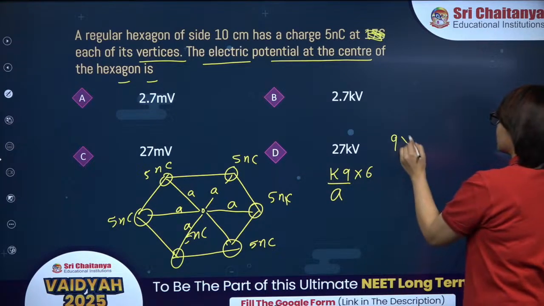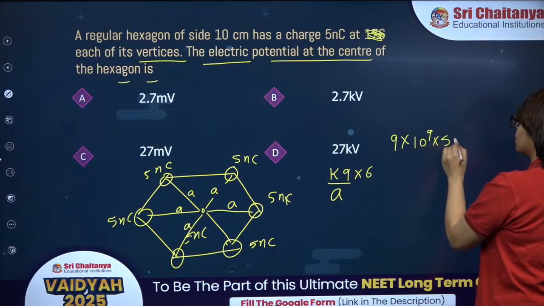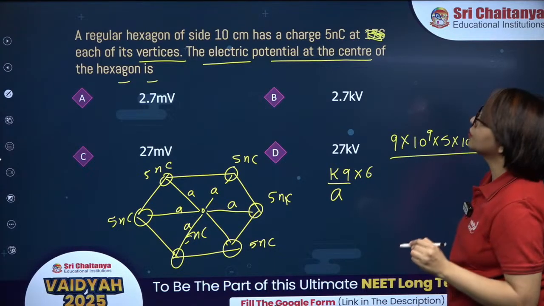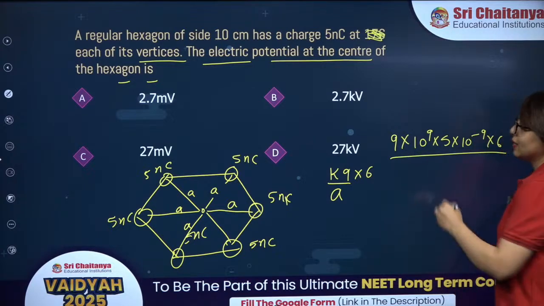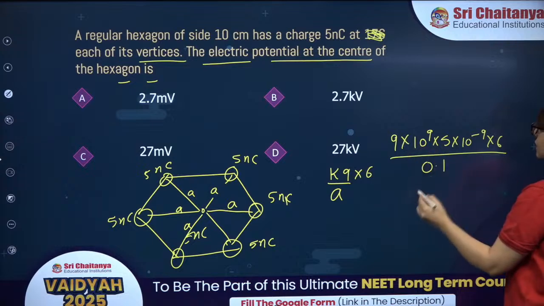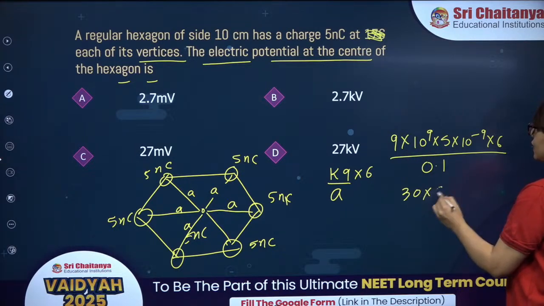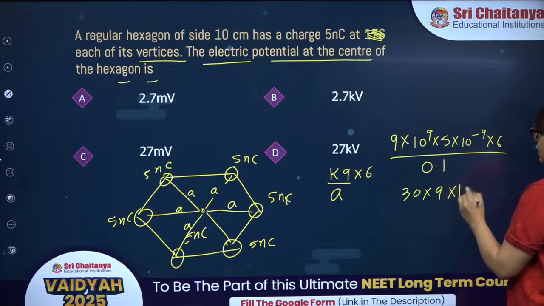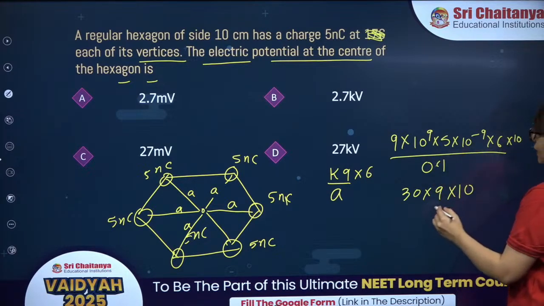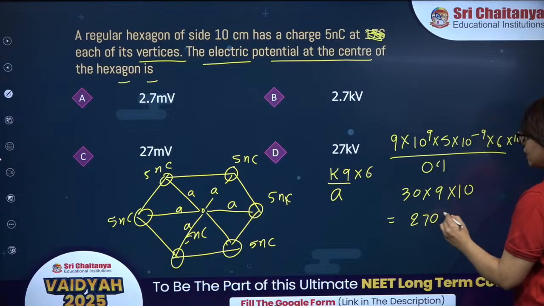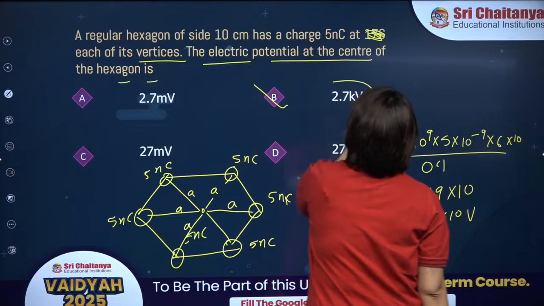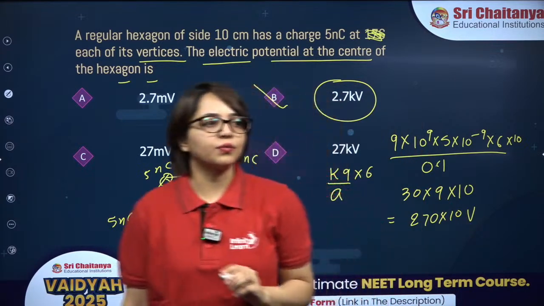So k is 9 into 10 to the power 9, q is 5 nanocoulomb, into 6 divided by a. A is 0.1 meter, right? It is 0.1 meter, so it will be 30 into 9 into 10. This point will go up, so it will be 10 to the power. So this is 270 into 10 volt, which is 2.7 kilovolt. So the correct answer is option B.